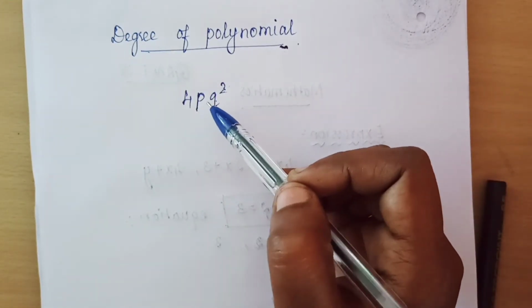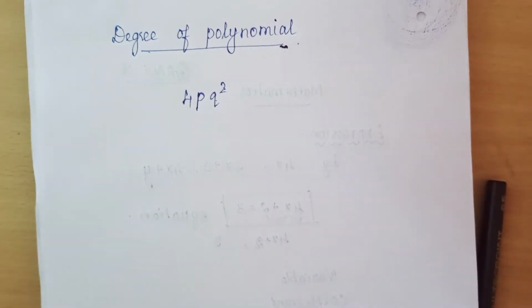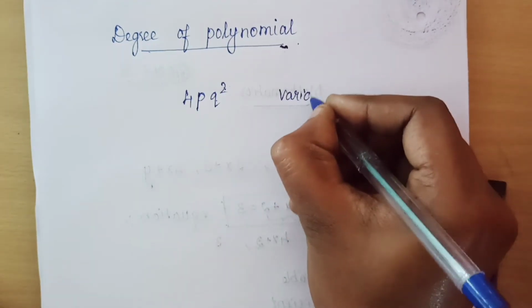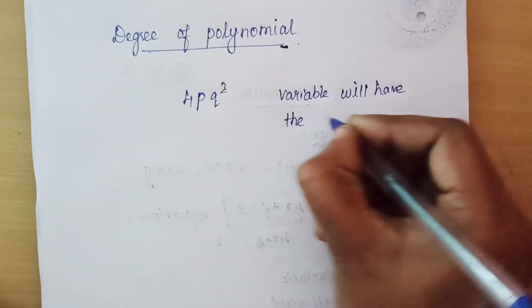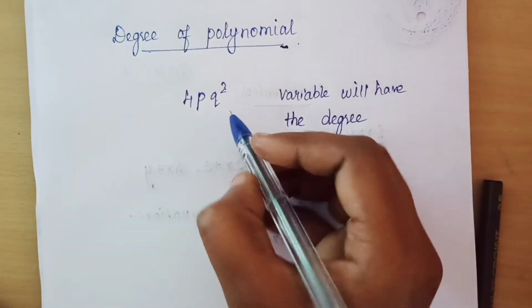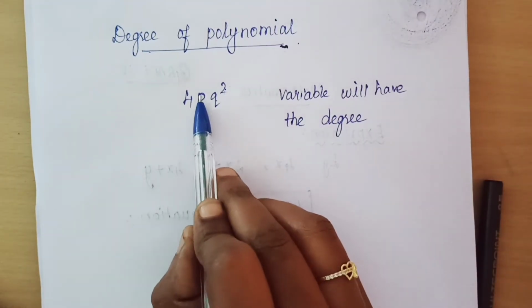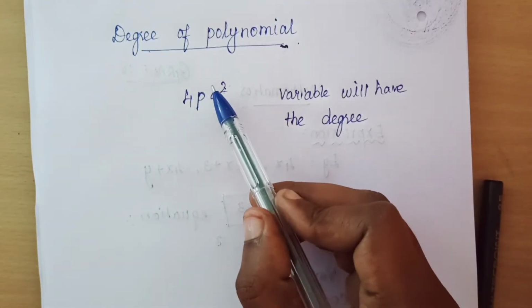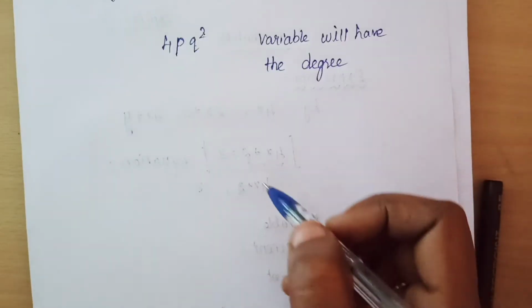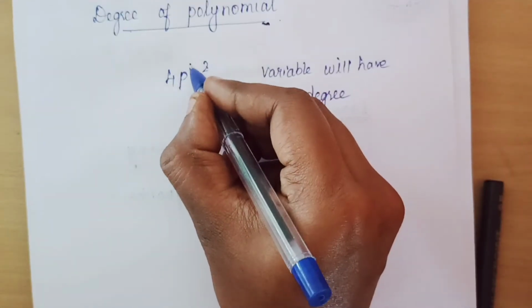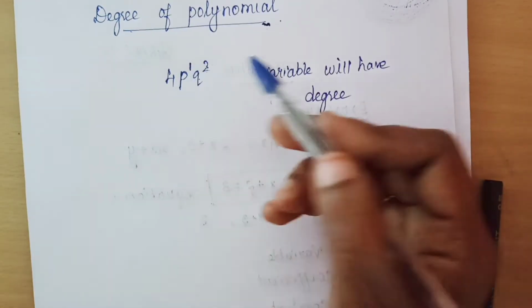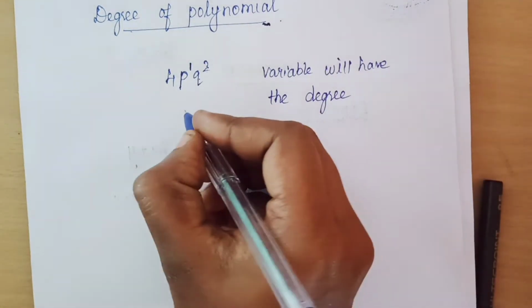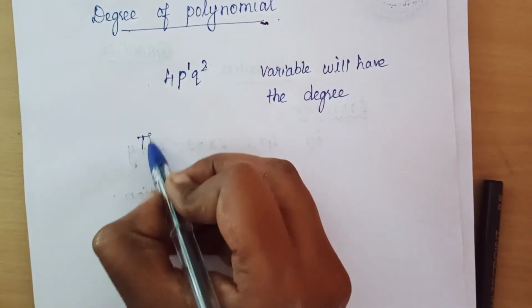So what is the degree of p? Only the variables will have their degree. Remember it, only variables will have the degree. So what is the degree of q, and what is the degree of p? If there is no value, what I told you to consider? That power is 1. Very good. Whenever you have no degree on any variable, you consider it as 1.